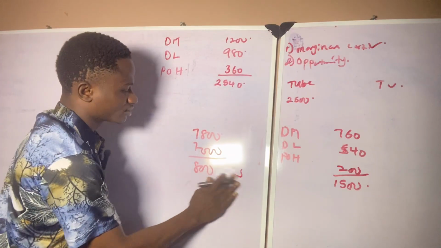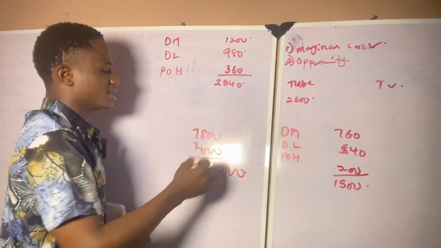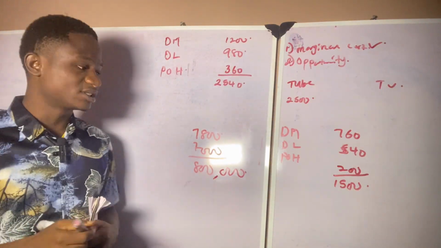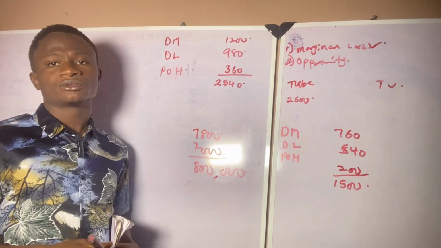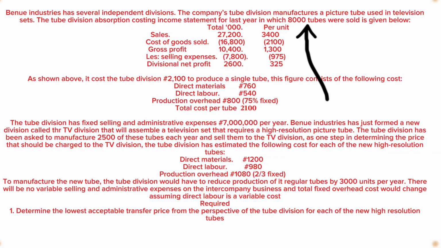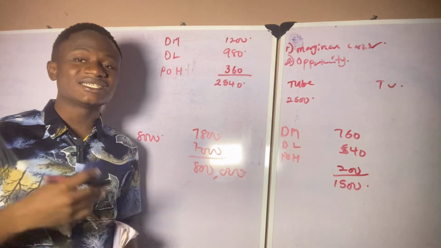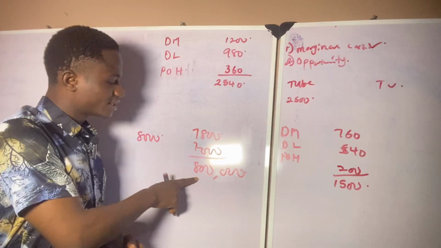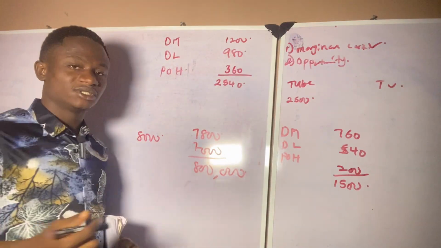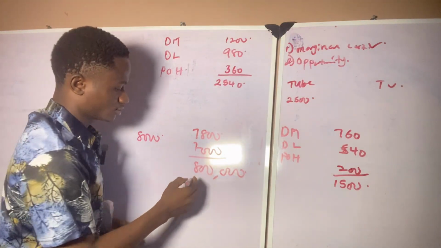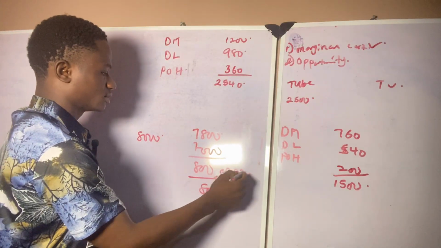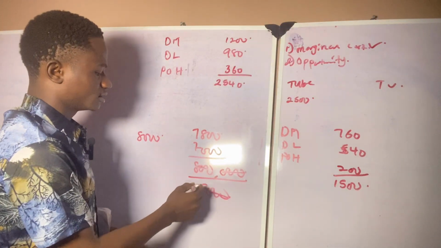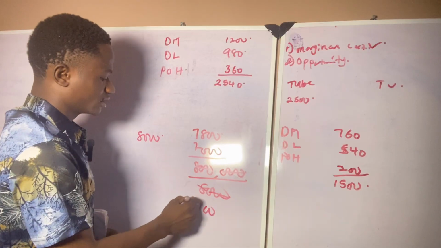Now, if 800,000 is the variable fixed and selling administration expenses, how many units did this guy produce for him to be able to have 800,000 fixed and administration expenses? It is 8,000, because from the estimate we were given before, we are told that this guy produces 8,000 units. So 800,000 variable for 8,000 units, then how much is per unit? So 800,000 divided by 8,000, 3 cancel 3, then 800 divided by 8, that's 100 naira.